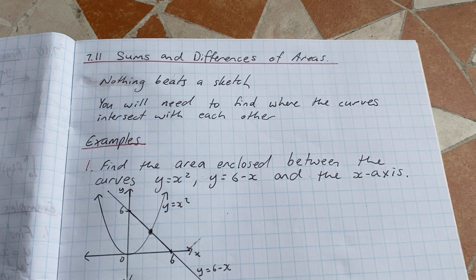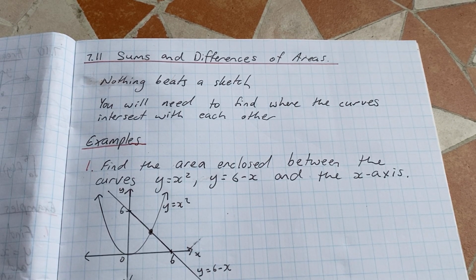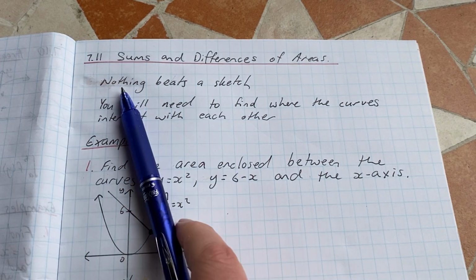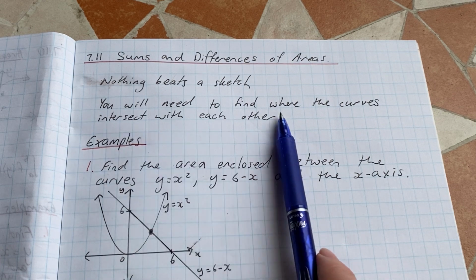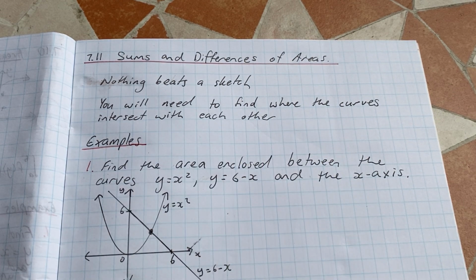Exercise 7.11 is sums and differences of areas. The important things to keep in mind are that nothing beats a good sketch, and you will need to find where the curves intersect with each other.